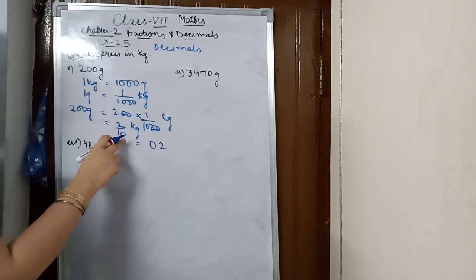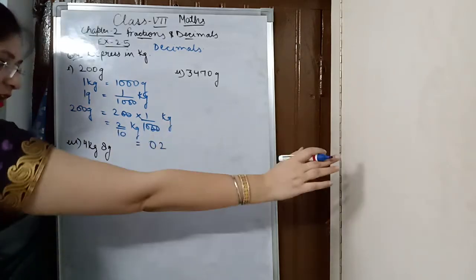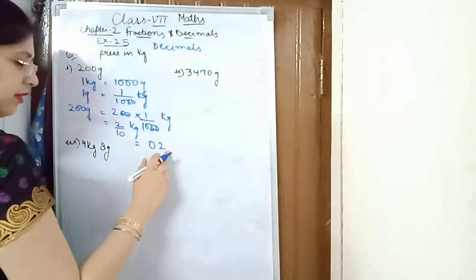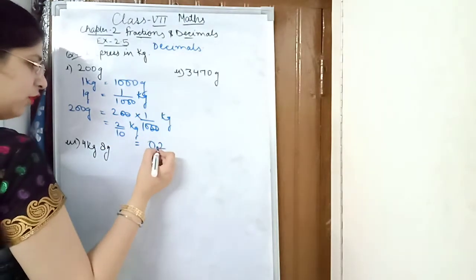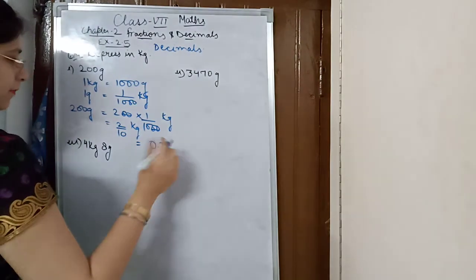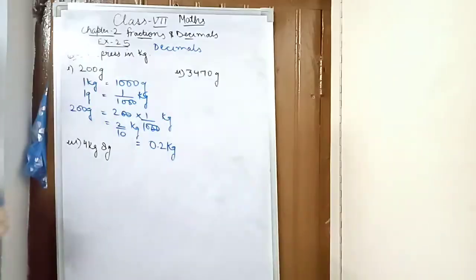The number of zeros in the denominator tells us where to place the decimal: we put the decimal before that many digits, starting from the right side. Only 1 zero is there, so we put the decimal before one digit from the right side. The right side is 2. So before 2 we will put the decimal, and the answer will be 0.2 kg. Clear? This is your answer.